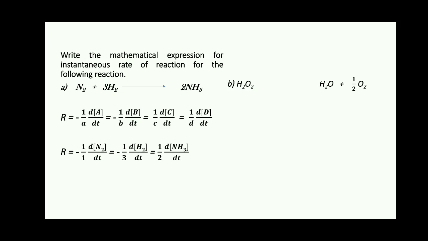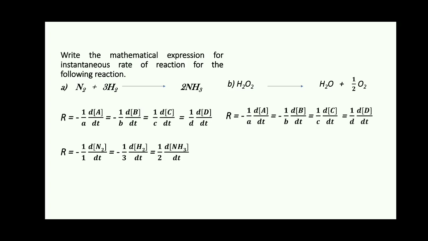In the same way we have done for the general reaction. Now let's talk about H2O2. When H2O2 decomposes, then it decomposes to give us H2O plus half of O2. So if we wanted to write the mathematical expression for this chemical equation, then how can we write?